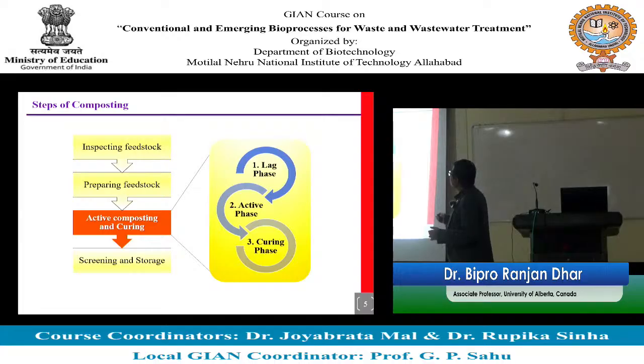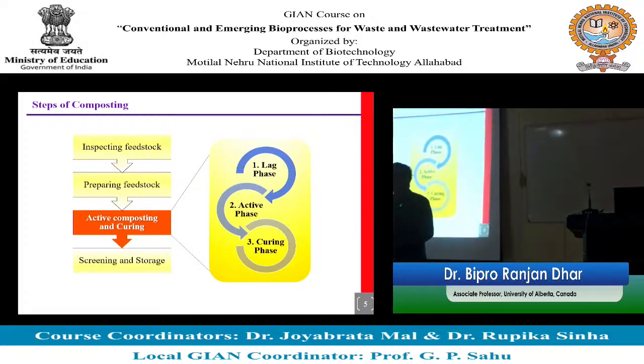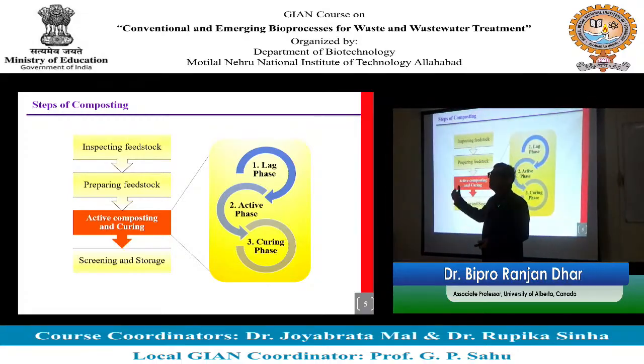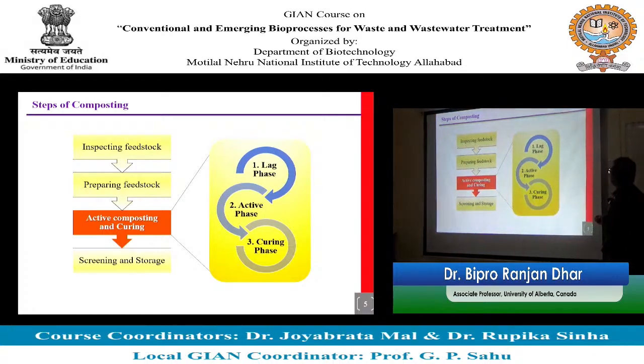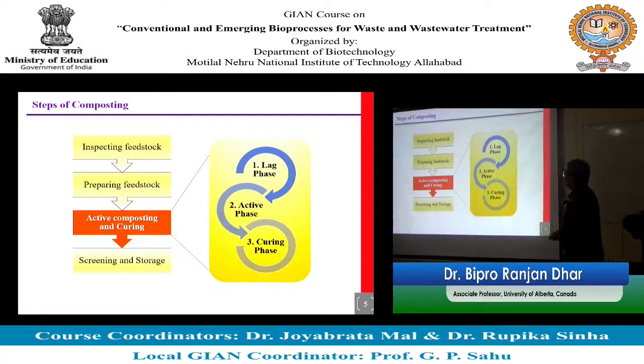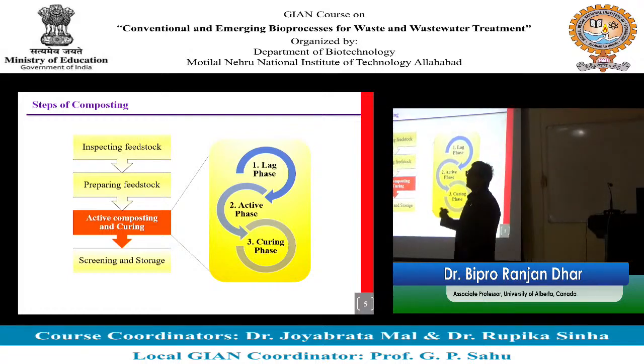That's the longest part, or the key part, of your composting, and there are 3 different phases in composting. We talked about the microbial growth curve yesterday, right? Composting is also a batch process, so you have almost the same thing: lag phase, exponential phase, stationary phase, and the decay phase, which in composting we call the curing phase. So lag phase, active phase, and curing phase, and then finally after the composting process is done, typically they sell it to the market.